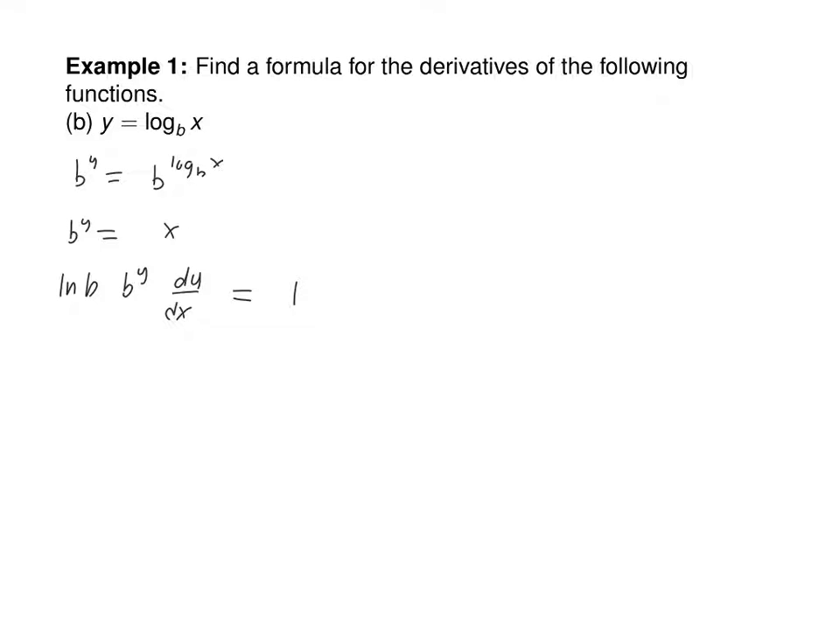It's definitely ln, kind of like the formula you wrote for a above was ln. ln is a specific kind of log. It is log base e. So if you get dy dx alone, you'll have 1 over ln b times b to the y. Yep, exactly. It's 1 over ln of b times x.